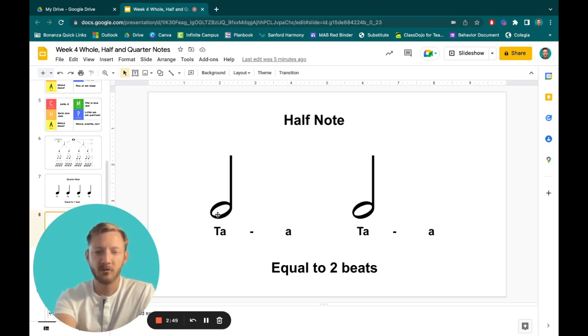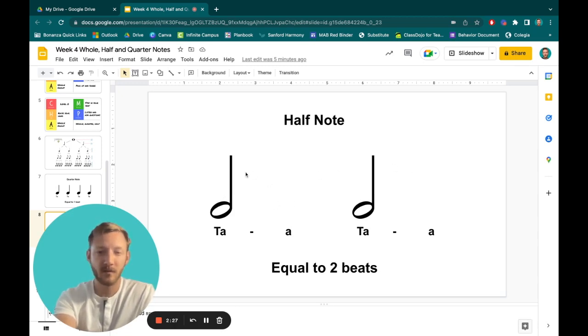The half note is just like the quarter note, but it's basically like two quarter notes smashed together. So instead of being only one beat long, it's actually two beats long. They're a lot longer in time. So instead of going ta, ta, we would say ta, and the second part is for the second beat of time. Okay, so it goes ta, ta.